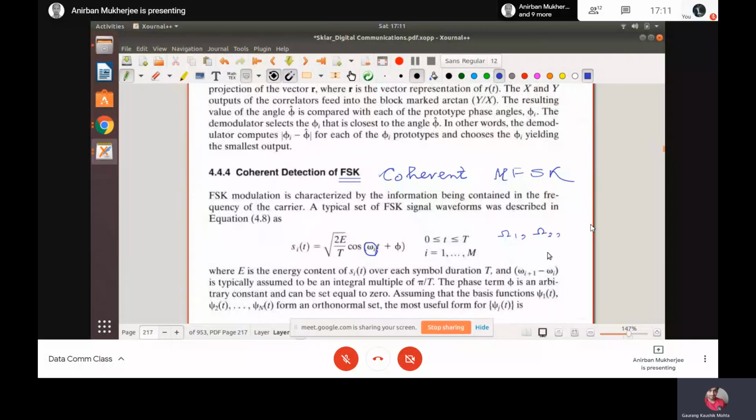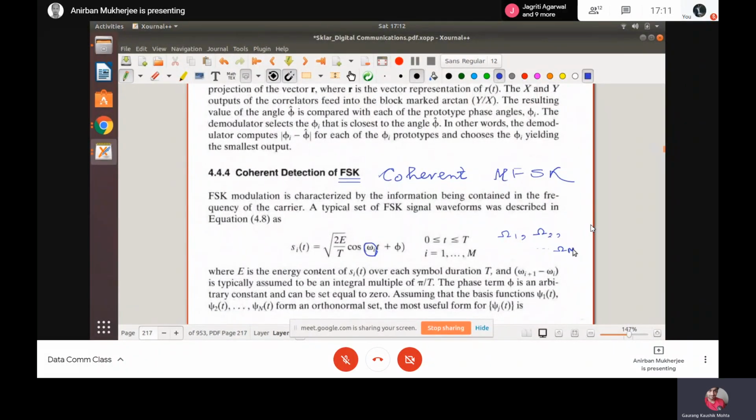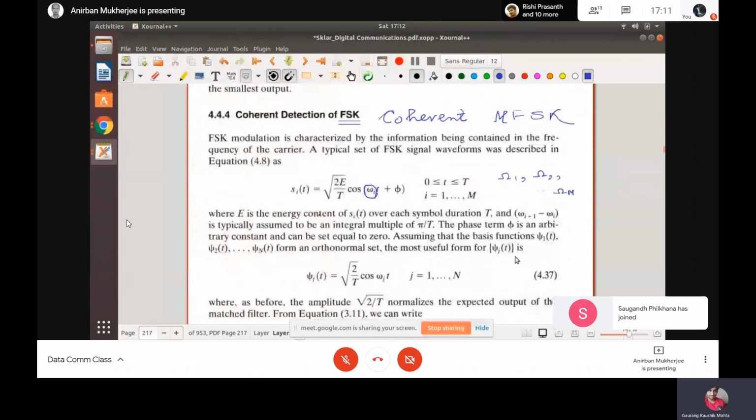Sometimes you are using omega 2, sometimes omega max. Now say I am assuming omega m is the highest. So what is the bandwidth you are using? The bandwidth you are using is omega m minus 0. So that is the problem actually. That's why the FSL scale is the problem: it is bandwidth intensive.